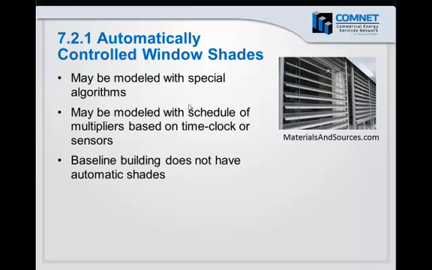Automatic window shades would include exterior blinds or drapes or something that can be either scheduled or possibly controlled by some sort of sensor on heat gains through the space, or some combination of the two. The most common way to model these is by having a schedule of multipliers on the solar gain reaching the window, or in some cases an adjustment to the solar heat gain coefficient of the window.